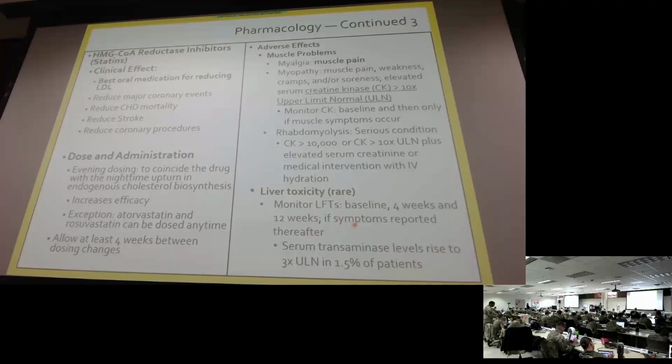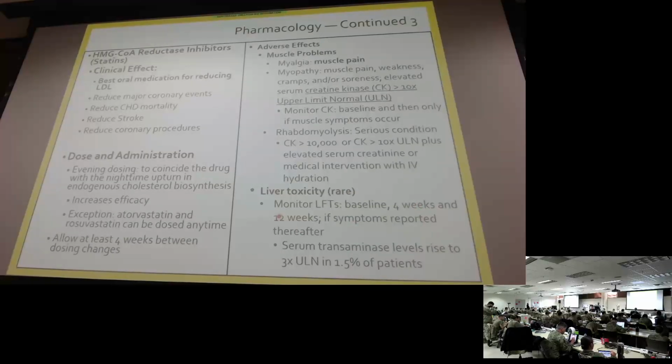Liver toxicity. This is rare. It can happen, so you're going to monitor their LFTs. You can see a bump that happens when you initially put a patient on it. I saw this happen in a patient. So just, again, something that is rare, but when it happens, it could be not so great for your patient. So you see that you're monitoring at baseline, the 4 weeks, which we already said we were going to recheck their CK at that point anyway.